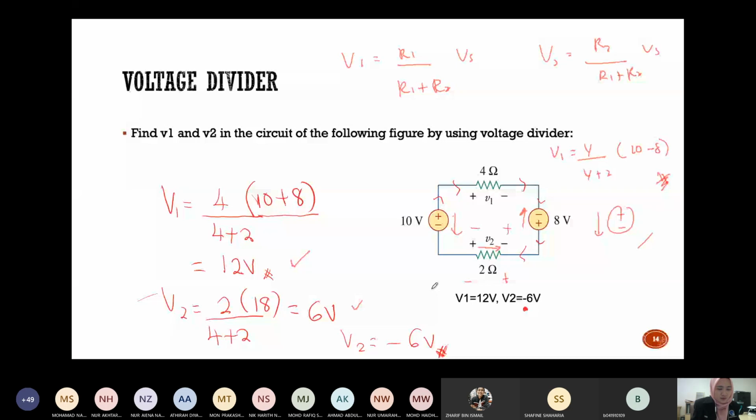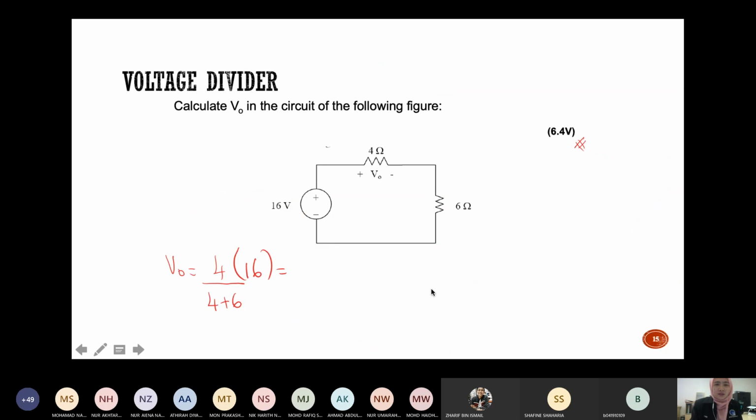Okay, so next is another example, a voltage divider example. You have this circuit. Calculate the V naught. V naught is the voltage across the 4 ohm.